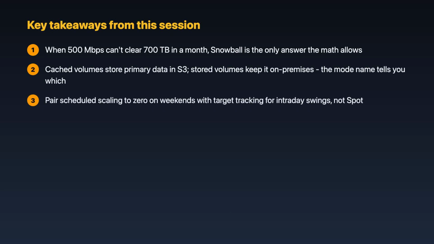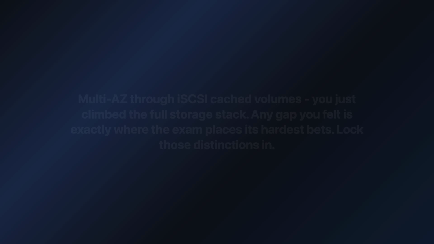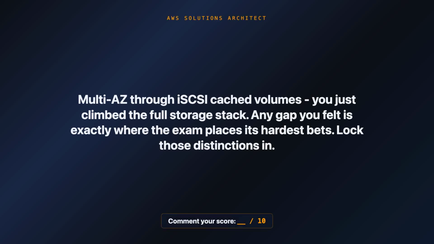Three takeaways from this session. First, when 500 Mbps can't clear 700 TB in a month, Snowball is the only answer the math allows. Second, cached volumes store primary data in S3. Stored volumes keep it on premises. The mode name tells you which. Third, pair scheduled scaling to 0 on weekends with target tracking for intraday swings, not spot.